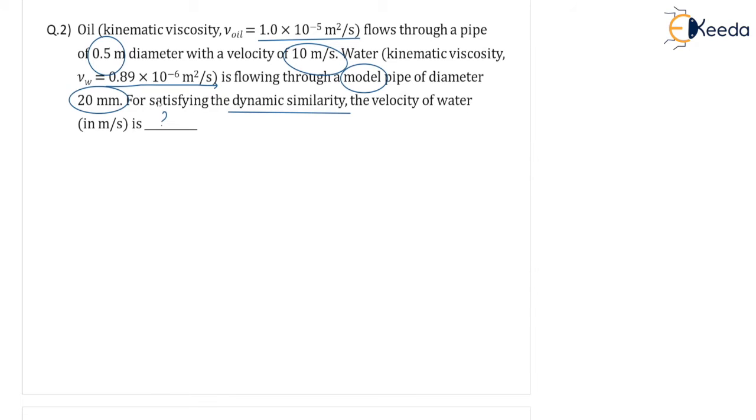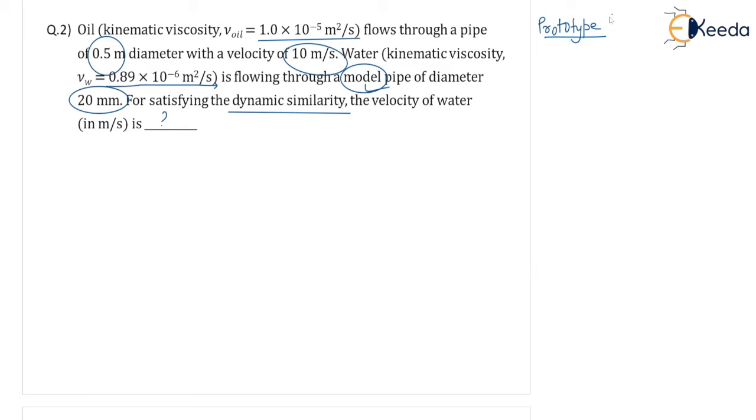So first of all, I'll write the given data. There are two cases, one is model and one is prototype. Let us consider the prototype. Oil having kinematic viscosity flows through a pipe of diameter 0.5 with a velocity of 10 meter per second. This is the prototype case, because in the second case it is mentioned that water having kinematic viscosity is flowing through a model pipe. So water is flowing in the model pipe, and in the prototype pipe oil is flowing, right?